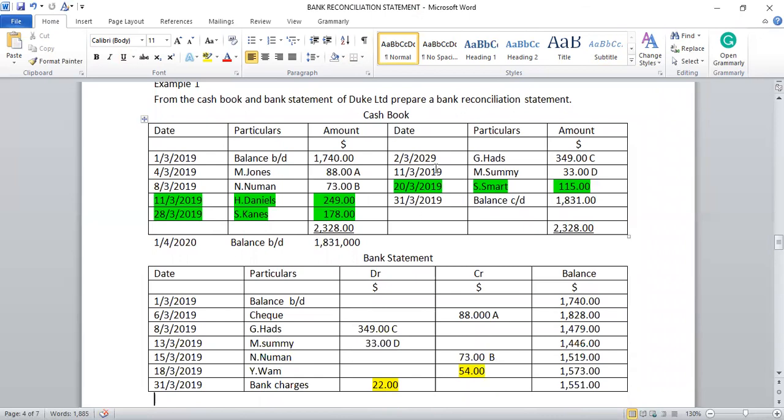First, let us take the credit side of the cash book. We have 2nd March 2019, GH, $349. When we come to the bank statement, the debit side, you also have GH, $349. Okay.